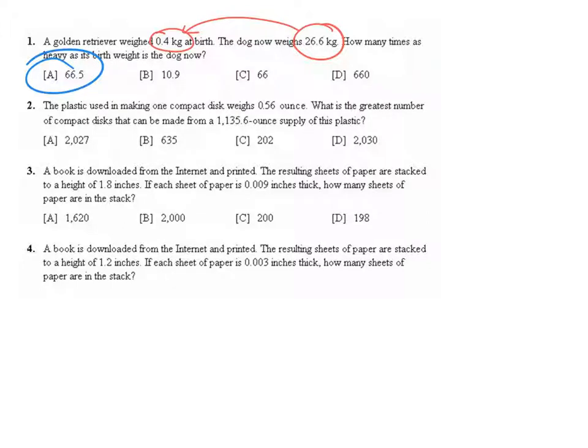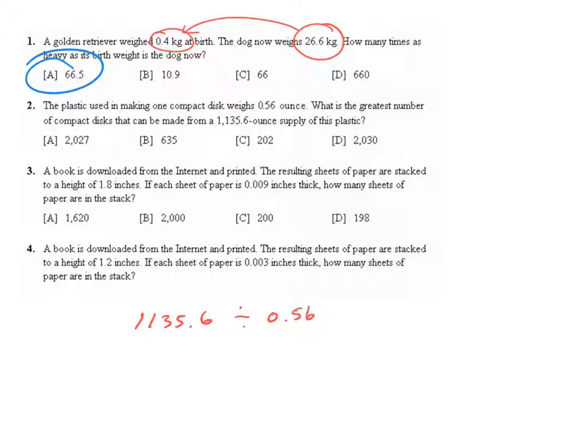Question 2 says the plastic used in making one compact disc, a CD, weighs 56 hundredths of an ounce. What's the greatest number of CDs that can be made from 1,135 6/10 ounce supply of this plastic? We need to take all of our plastic and divide it into chunks that are 0.56 ounces in weight.